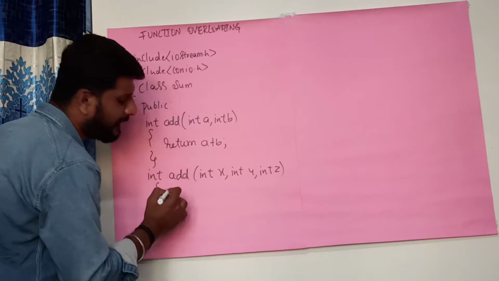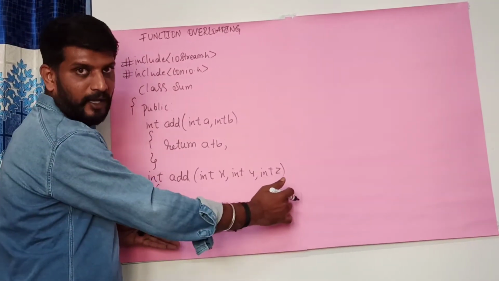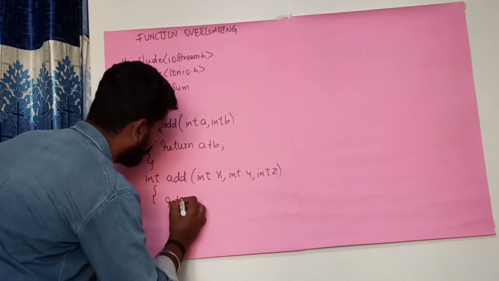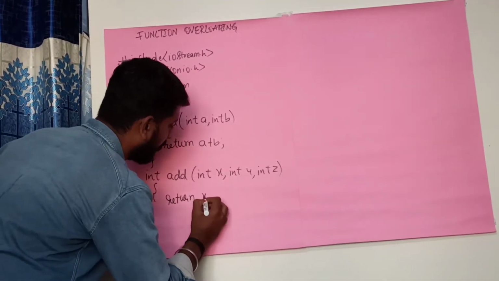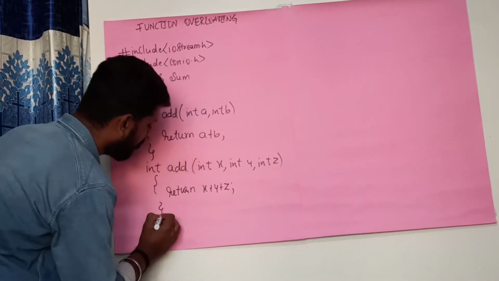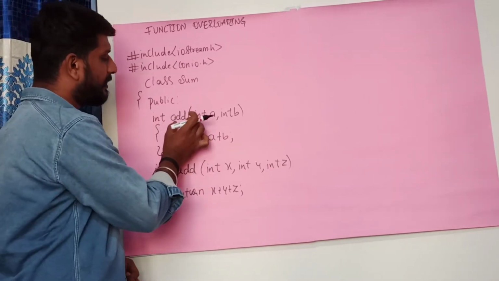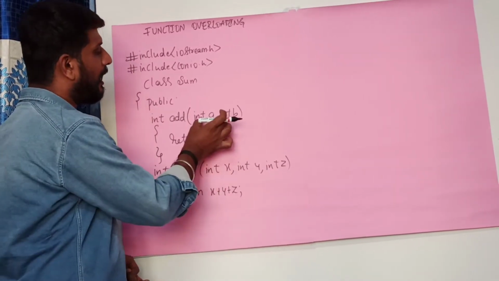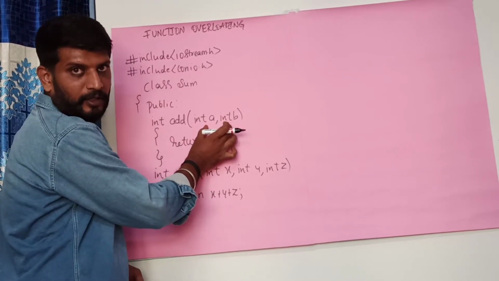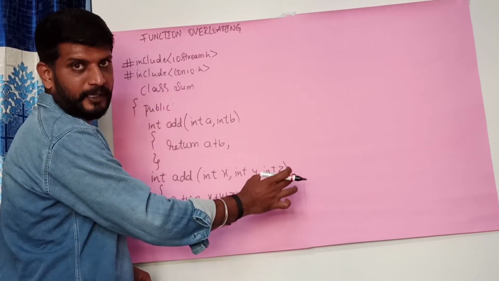Now, what this function does is, again it will do the same thing. It will add all the three values and it will return the value. Return x plus y plus z. So, I have created two different functions with the same name, and in the first function it is taking two different arguments. In the second function it is taking three different arguments.